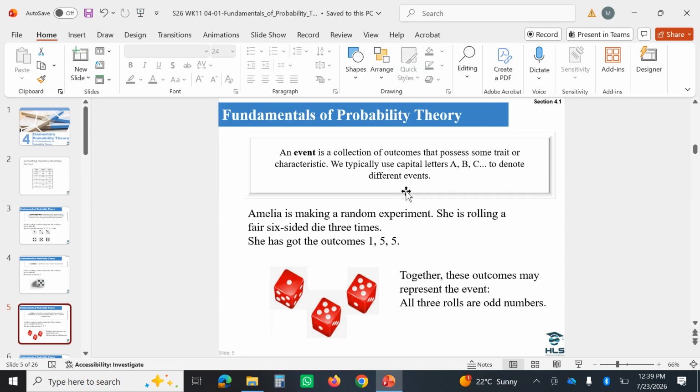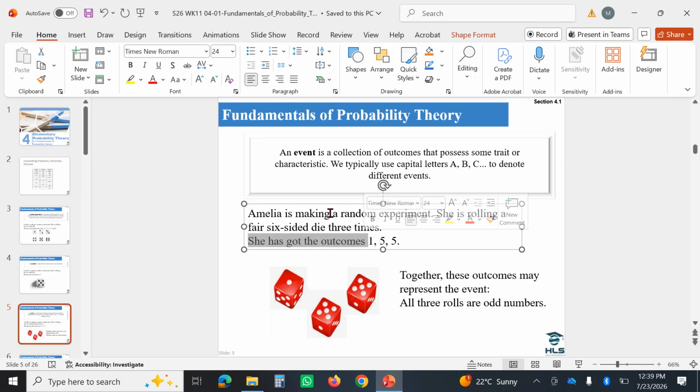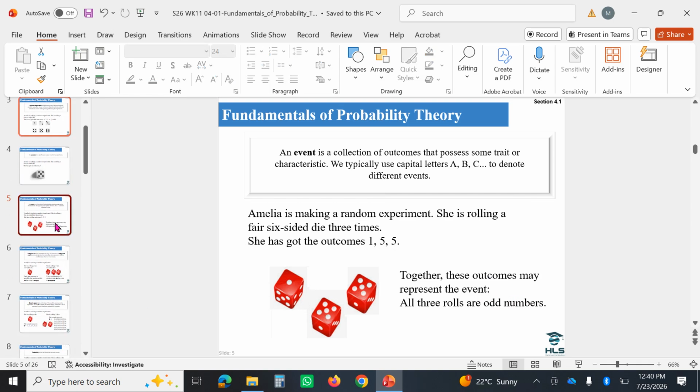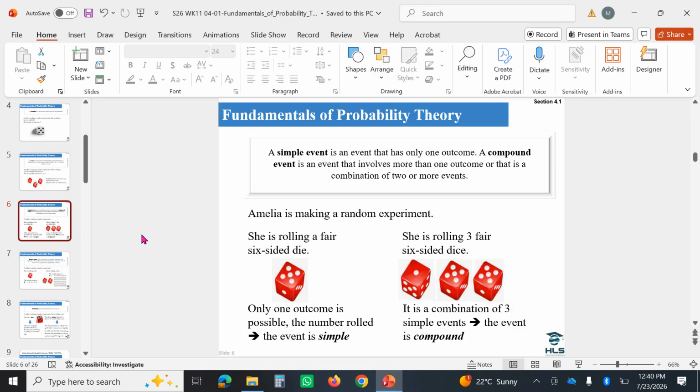So you remember that Amelia rolled the dice here. She rolled the dice 3 times, and she got the outcomes 1, 5, and 5. Together these outcomes may represent the event: all 3 rolls are odd numbers. Interesting stuff.